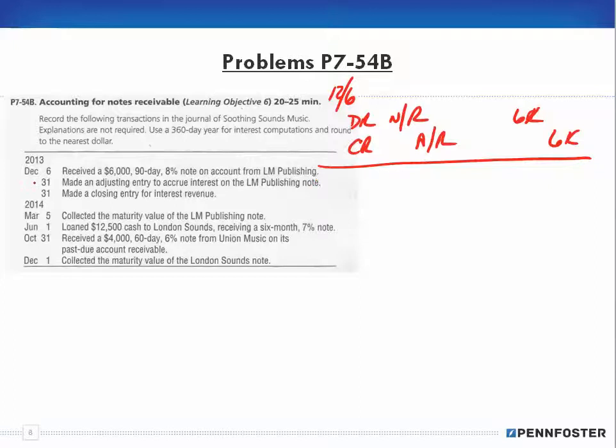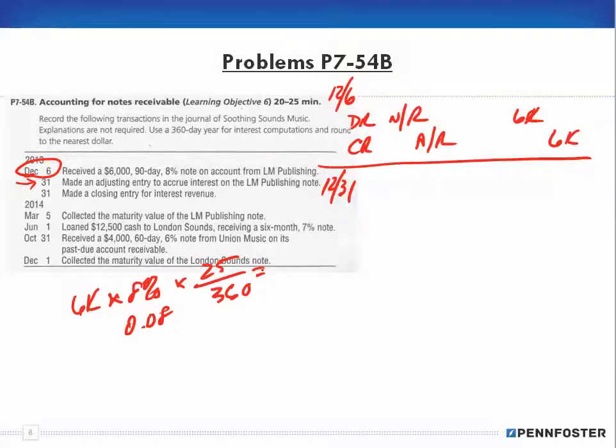All right, 12-31, made an adjusting entry to accrue interest on the LM Publishing note. So 12-31, we're going to accrue our interest, because notice that this is December 6th. At the end of the month, we're going to accrue the interest. So let's calculate the interest. That's 6,000 times 8%, or 0.08, times how many days? Let's see, this is 31 days, so that's 25 days over 360.